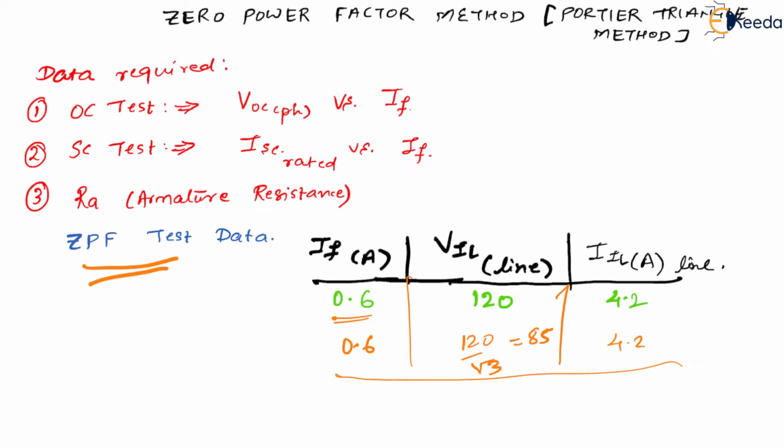Is it correct? Is it right, sir? Yes. So basically the test data that you get is your VIL in phase value we need, versus IL, versus IF. IF when IL is rated, means whenever rated current flows, what is the voltage and what is the field current is what we are interested in. That is the only thing we need to understand. Okay, so this is what we get after having the ZPF test.